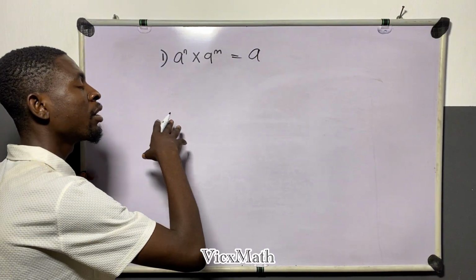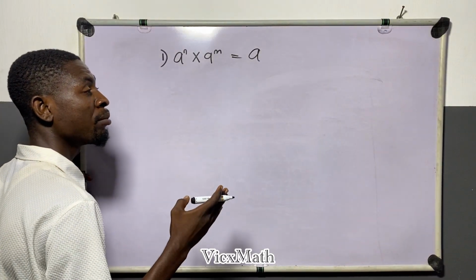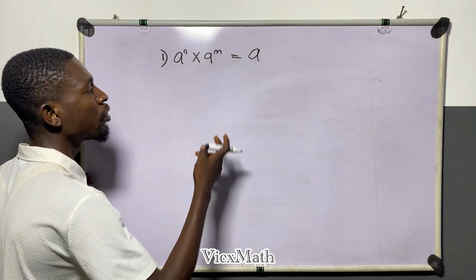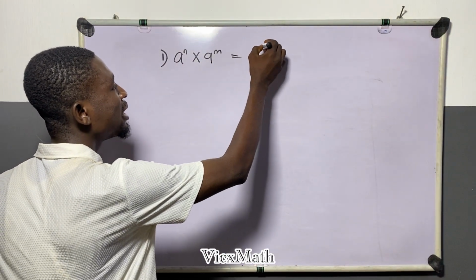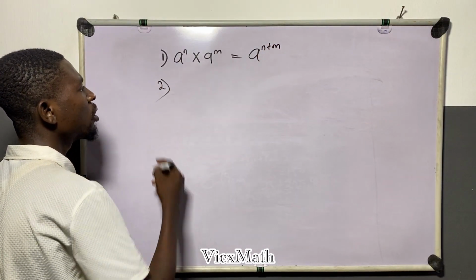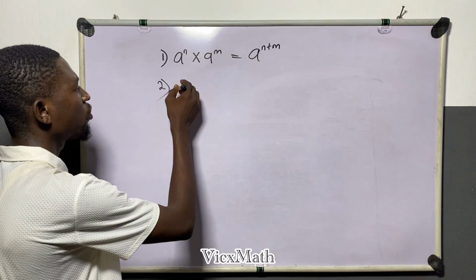just like fractions. In like fractions, if you have different fractions being operated on by either plus or minus, and they have the same denominator, you pick one of the denominators. So here you pick one of these and add the powers. That's the first law.